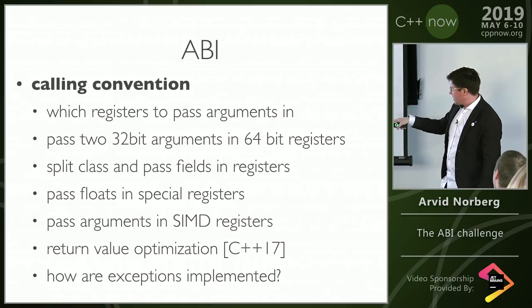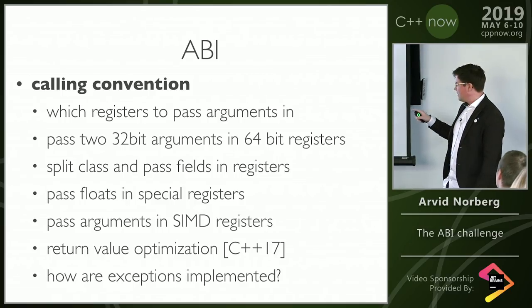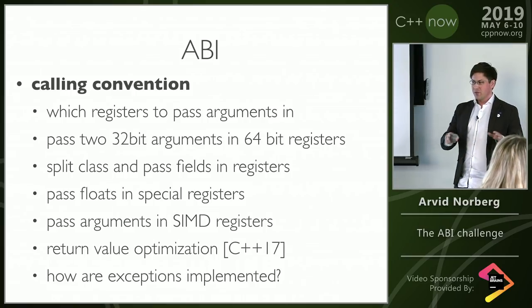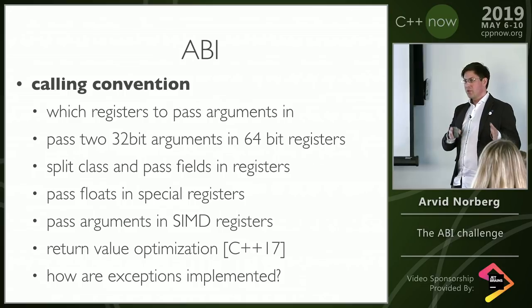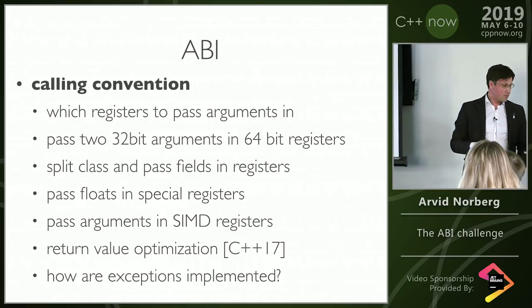Another thing I want to highlight here is return value optimization. This is something that everyone has been doing for a long time, but it became mandatory in C++17, which means that in theory, you could have had an implementation that didn't have RVO in pre-17, but now has it in 17. So that also affects the ABI.